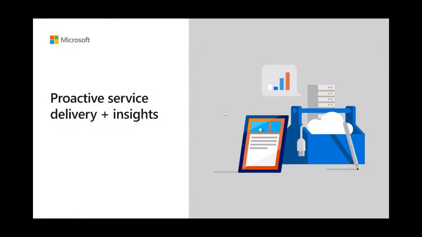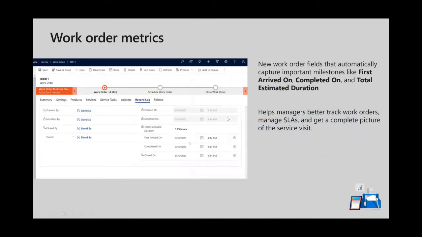So here, let me jump into the proactive service portion of the demo. Talking a little bit about one of the features coming up here, which is work order metrics. The idea with work order metrics and the broader reporting around this is that we now have this new capability of capturing some of these key pieces of data against the work order's lifecycle directly on the work order. We think that these 3 key pieces of data add a lot of value, both at the individual record level, so capturing first arrived on, completed on, total estimated duration, and at the broader service motion level. I'll talk more to that as I demo in a moment.